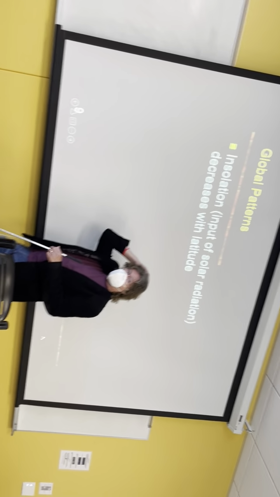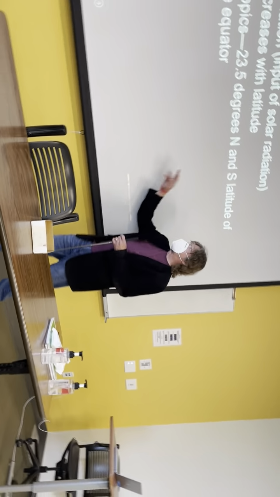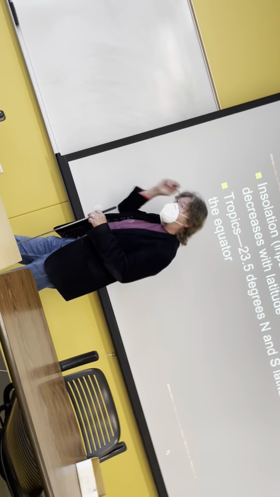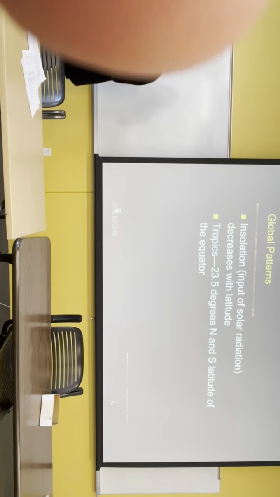Okay, so in fact, the amount of solar input decreases with latitude. The further you are from the equator, the less sunlight you have. The place that has more direct sunlight is what is called the tropics. The tropics is regarded as the area 23.5 degrees north and south of the equator.